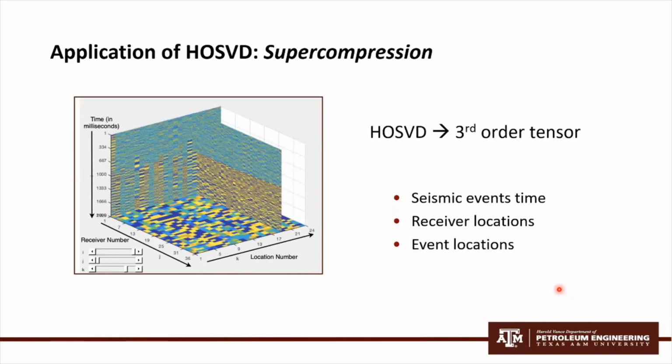Now I'm going to explain the supercompression of the data. First, the original microseismic data was converted and stored in a third-order tensor, where each mode of this tensor represents the seismic event's time, here, the receiver's location, and finally, the event locations. One important thing to mention is that I'm going to show the MATLAB code of HOSVD in order to give you some comments related to that.